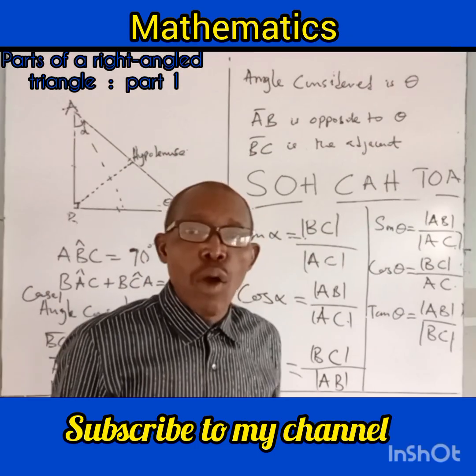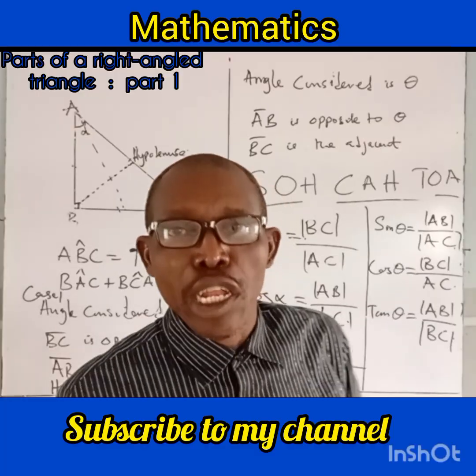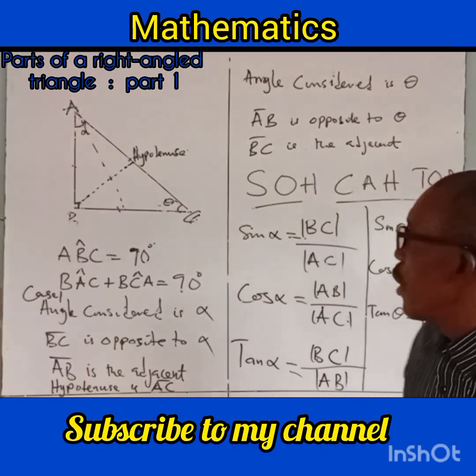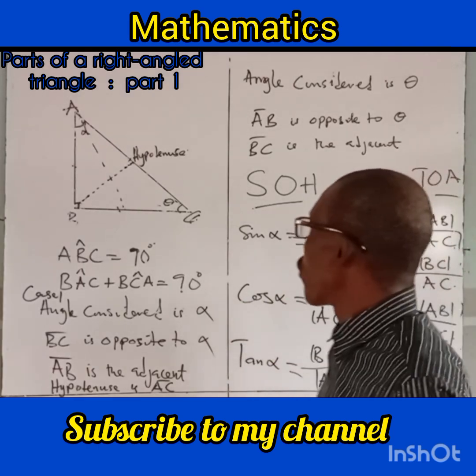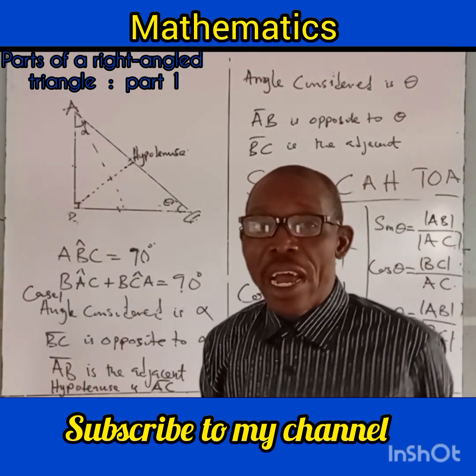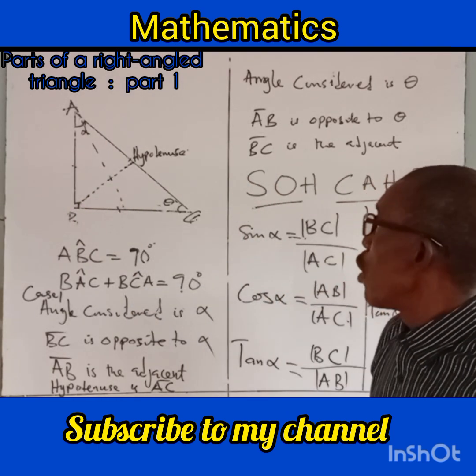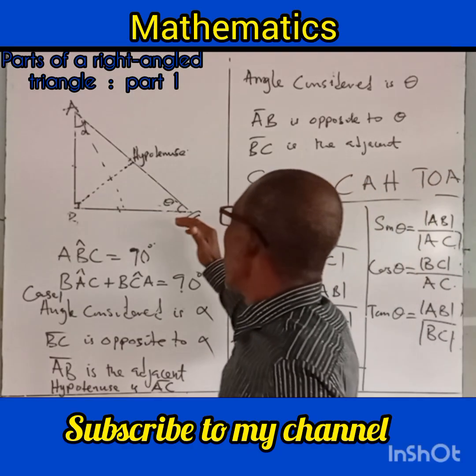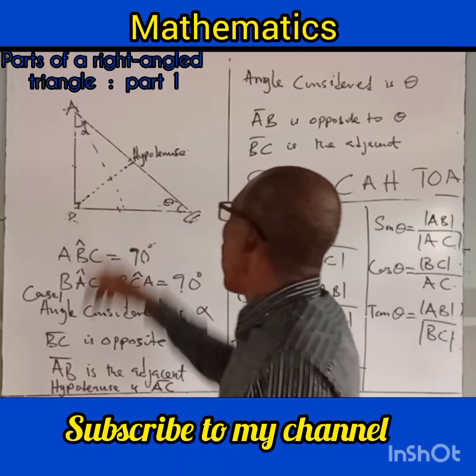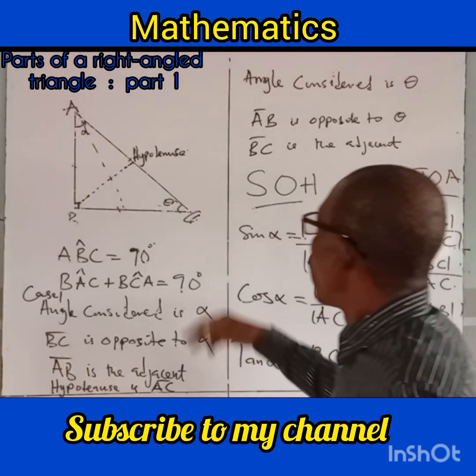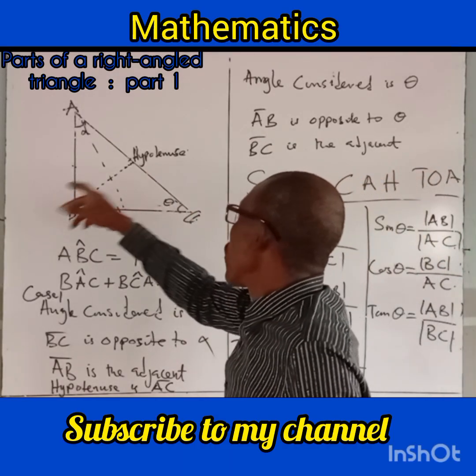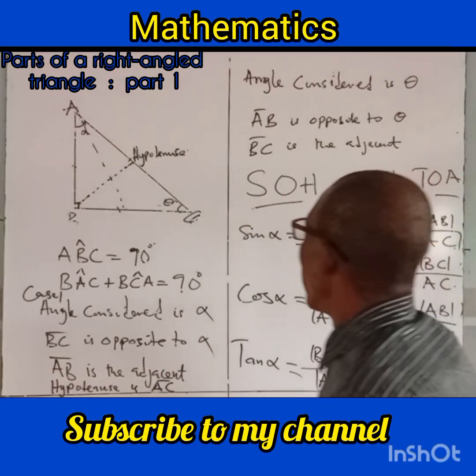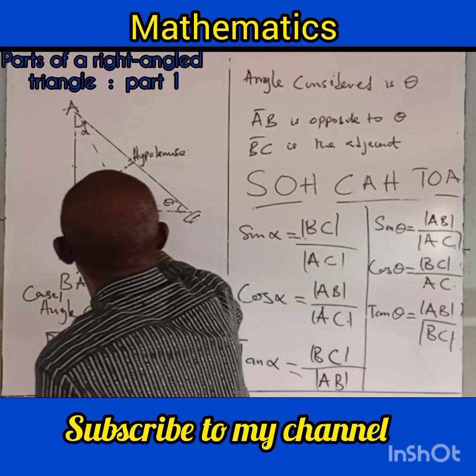Hello students, you are welcome to another wonderful section in mathematics where we are going to be discussing the different parts of a right angle triangle, just like the one I have on the board here. So we are going to look at how to identify the different sides of a triangle with the names hypotenuse, adjacent, and opposite.